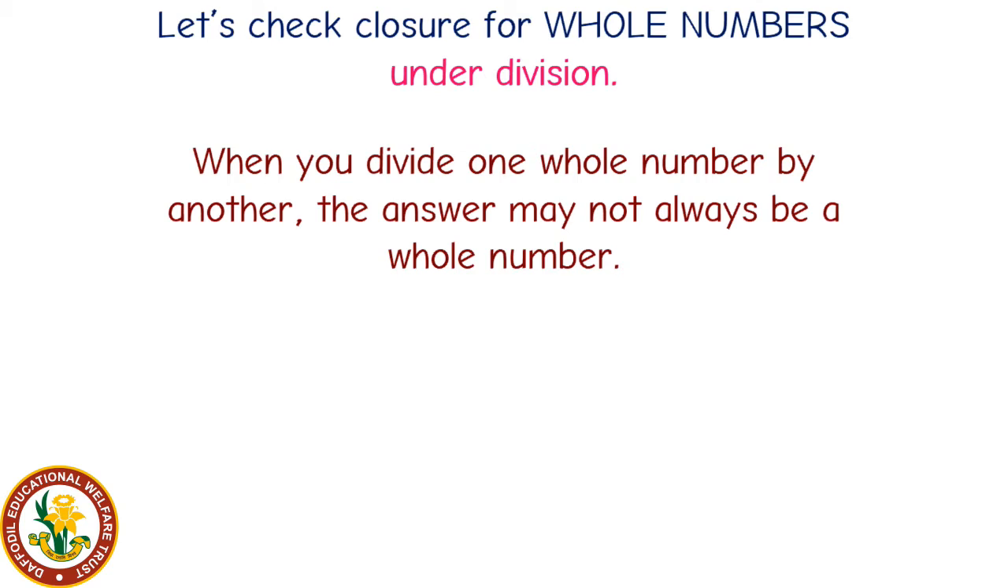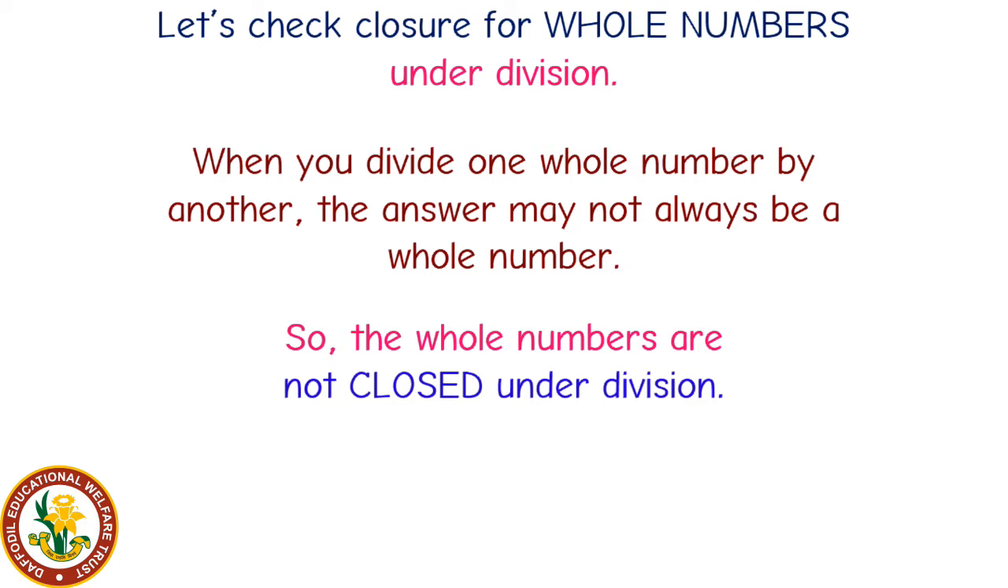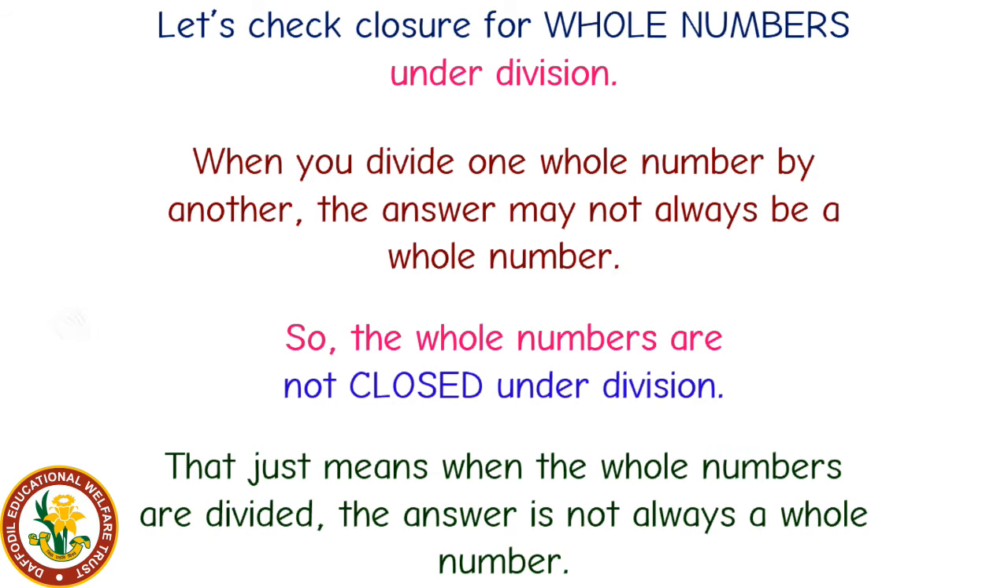When you divide one whole number by another, the answer may not always be a whole number. So, the whole numbers are not closed under division. That just means when the whole numbers are divided, the answer is not always a whole number.